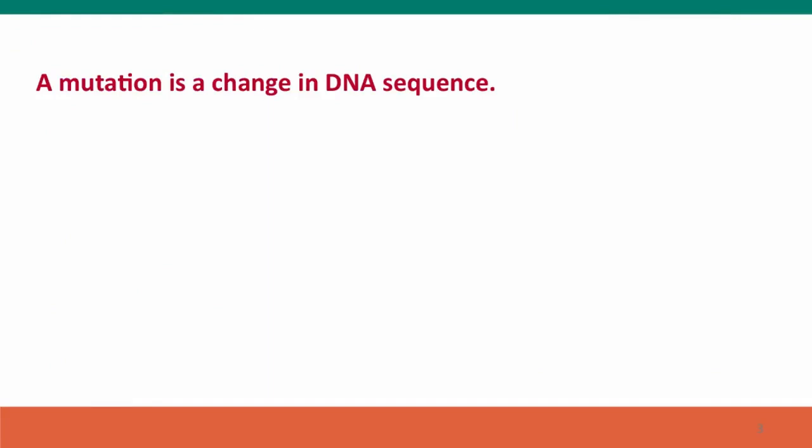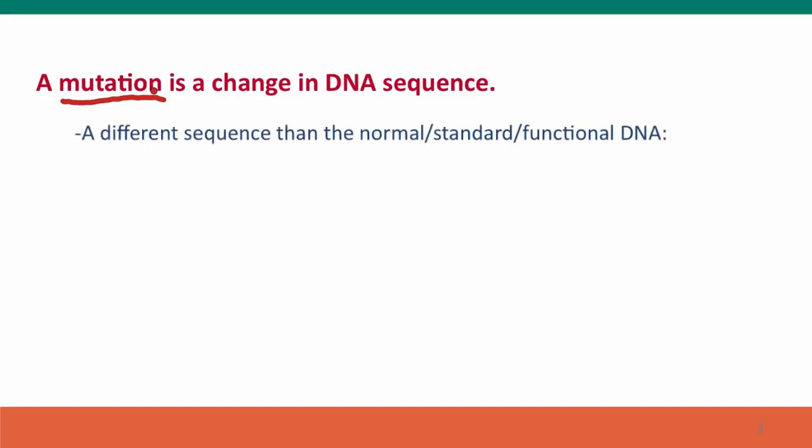So the basic definition is that a mutation is a change in DNA sequence. And we can clarify that by describing some constraints on this. First, the DNA sequence has to have become different than the normal standard functional DNA sequence for that organism, usually different than the sequence that was there before.